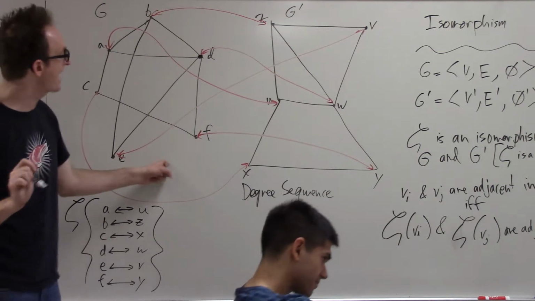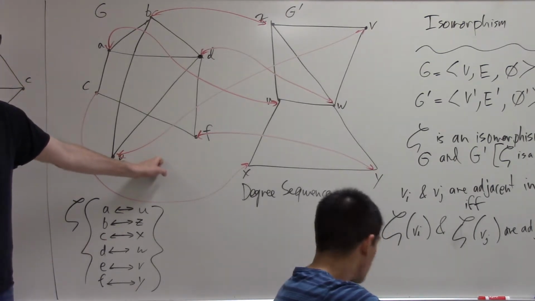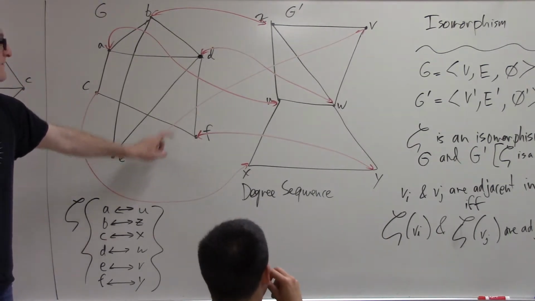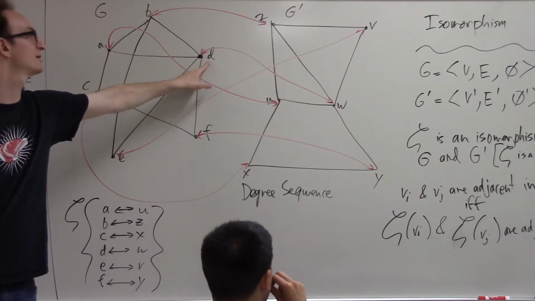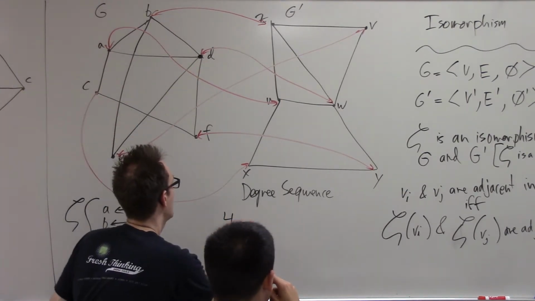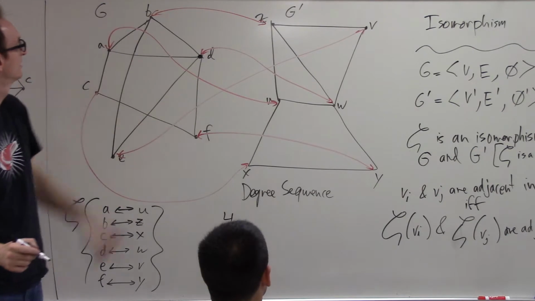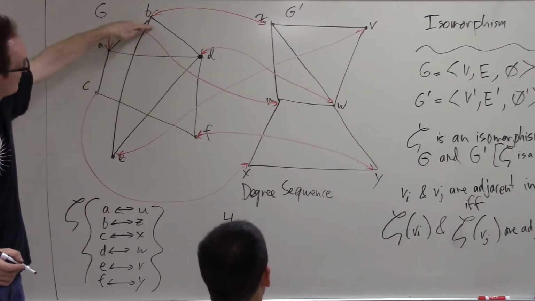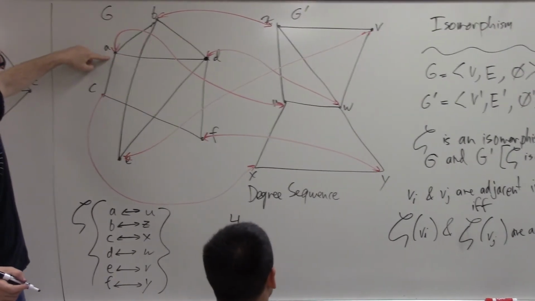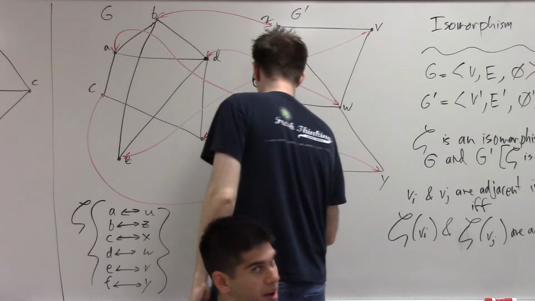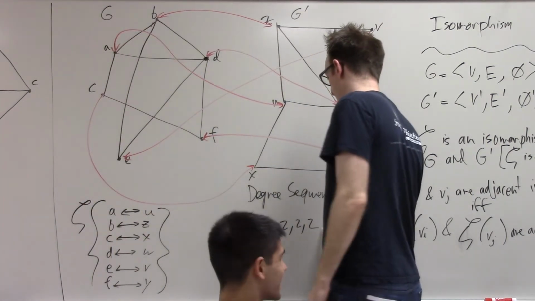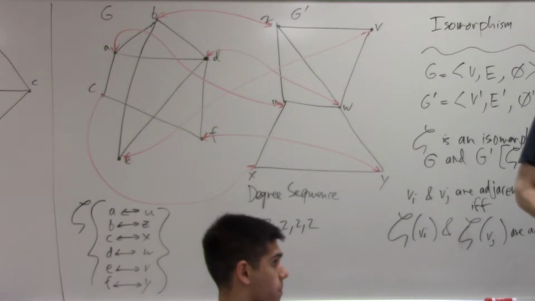So what's the highest degree vertex in this graph? 4. There's one of degree 4. What's the next highest? 3. And then there's another 3. So 3, and then 2, 2, 2. Keep track of the degrees, keep track of what nodes have.